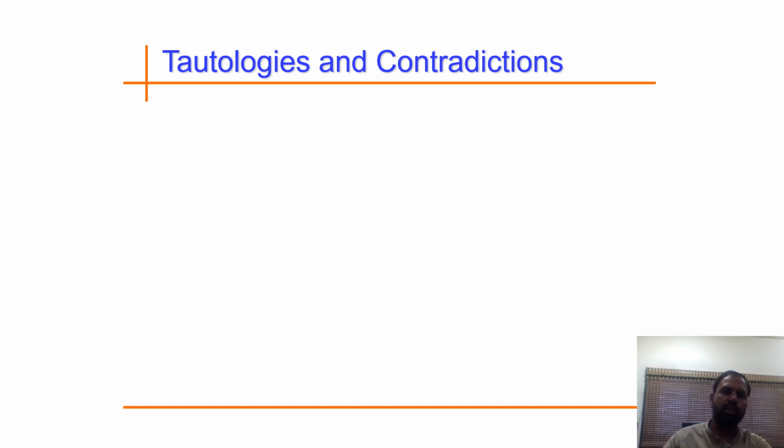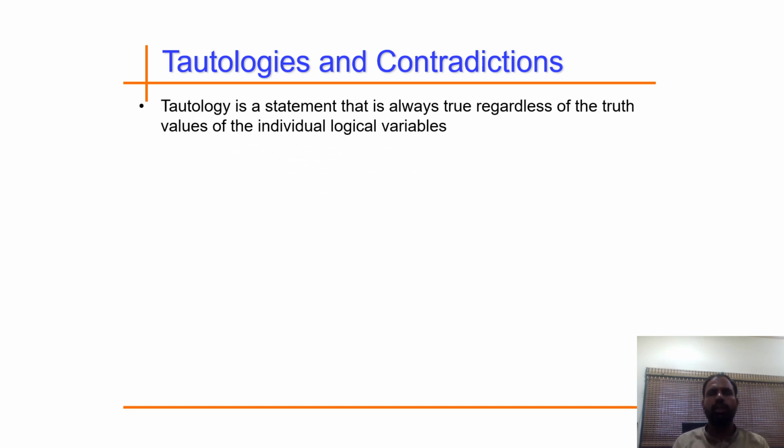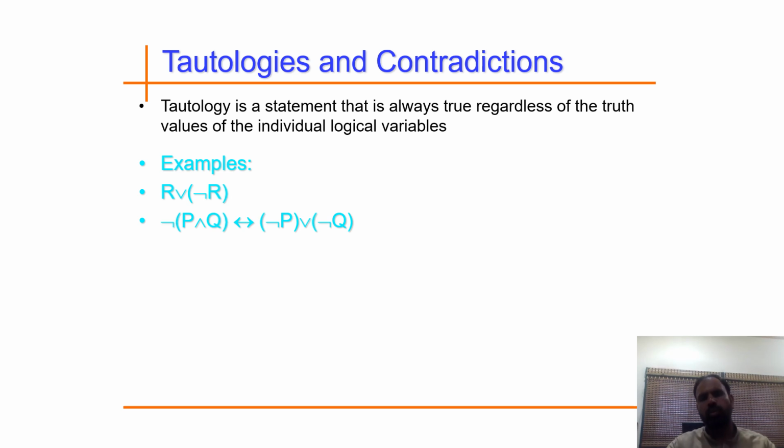Tautologies and contradictions. Now we discuss tautologies and contradictions. This is very important. A tautology is a statement that is always true regardless of the truth values of the individual logical variables. It is always true, it never goes to false. For example, we discussed R or negation R, and negation of P and Q biconditional negation P or negation Q.